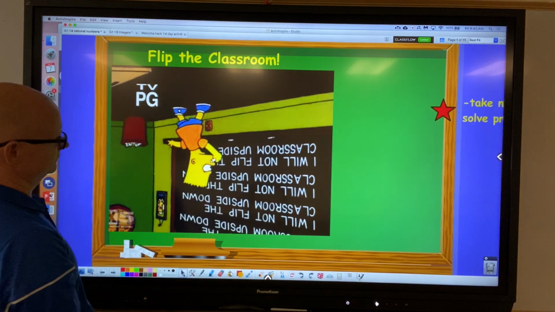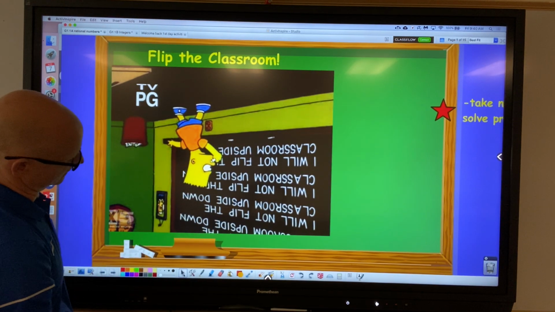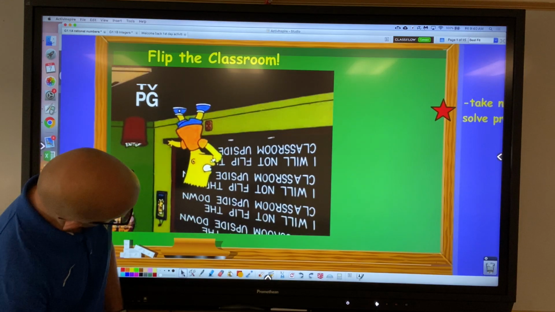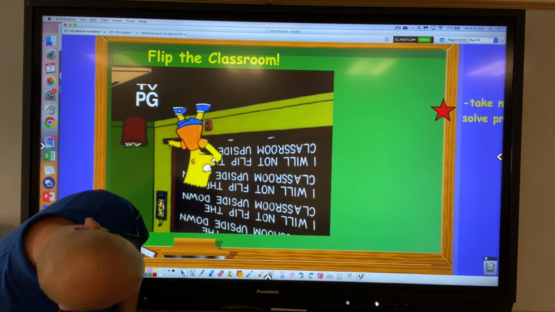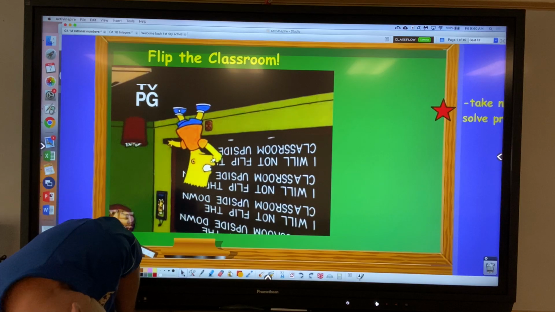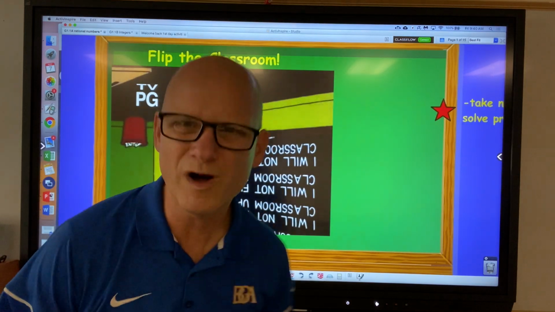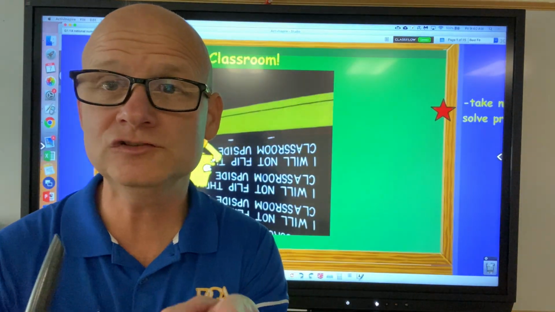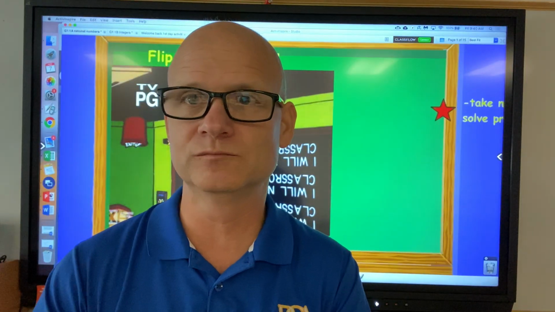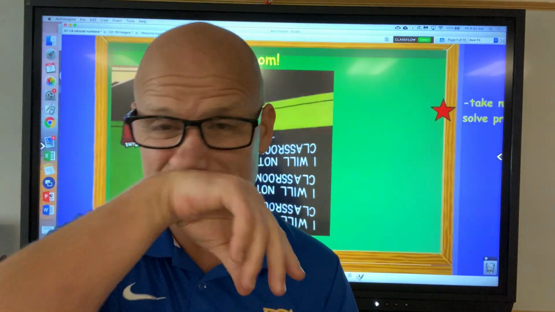All right, that's upside down. It says, I will not flip the classroom upside down. What? But that's what we are going to do. We are going to flip the classroom. This class, 6th grade math, is flipped.